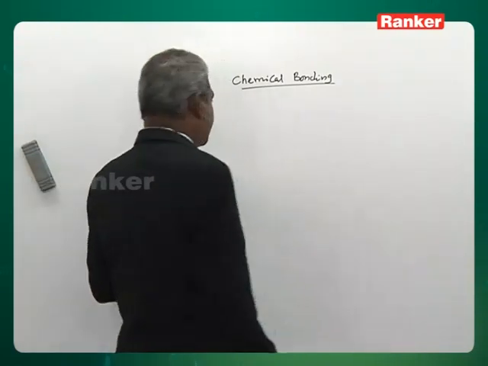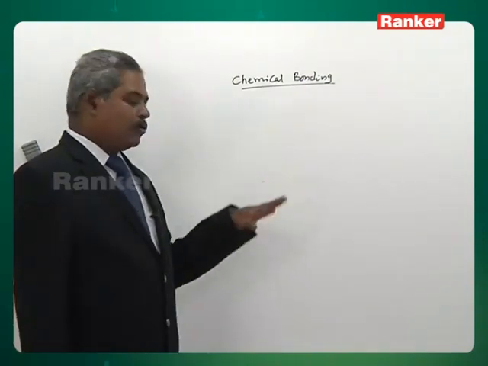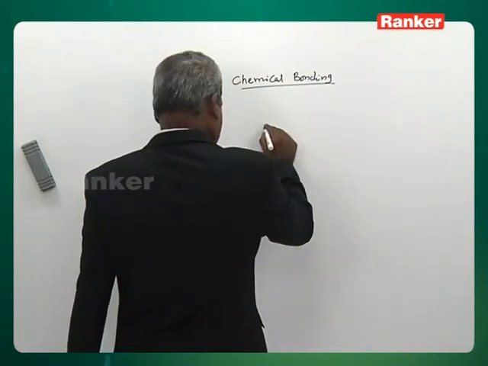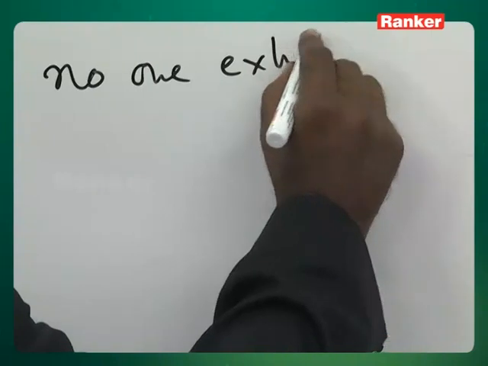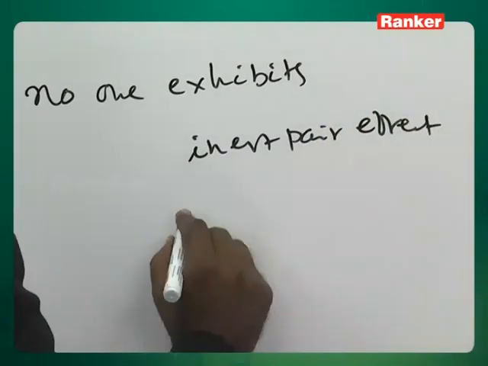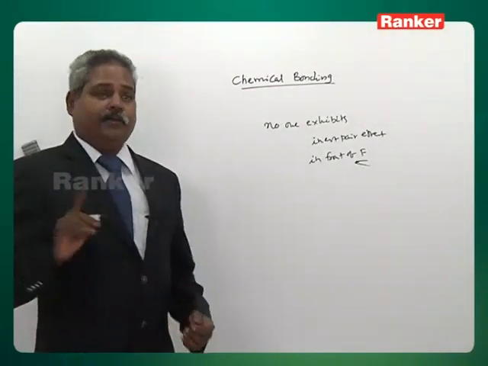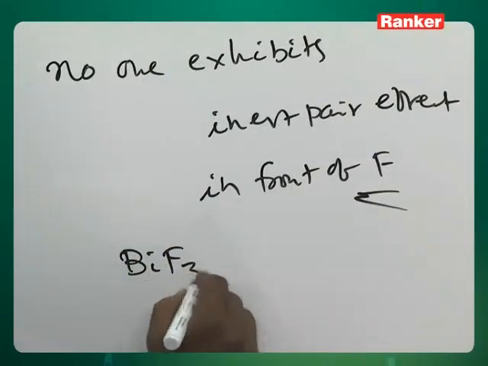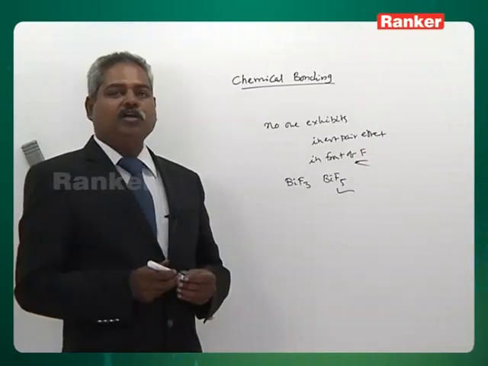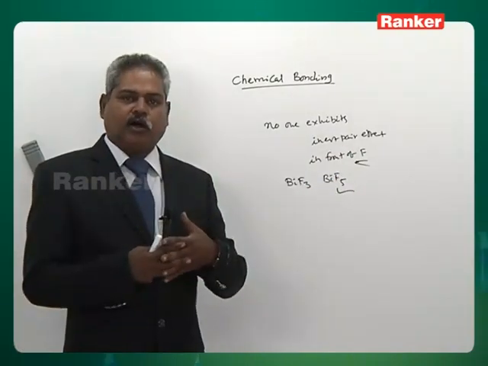So, where can you see this inert pair effect? While all other elements want to go to high oxidation state, as many bonds as possible, only these four are satisfied with the minimum number of bonds. Lead says, okay, but no one exhibits inert pair effect in front of fluorine. No inert pair effect. So which is better? BiF3 or BiF5? BiF5. So this itself proves that the cost involved is compensated. The pair of electrons is broken, some energy is required, and when fluorine forms bond, the bond is stronger.